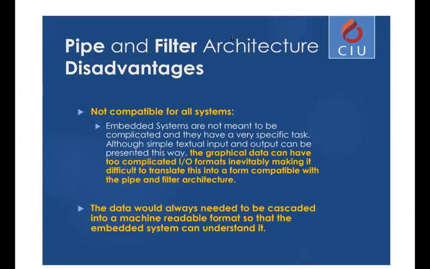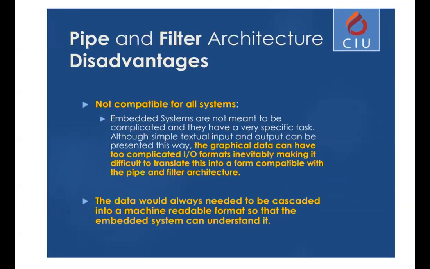There are, however, some disadvantages, as in all architectures we mentioned in this course. Embedded systems, first of all, are not meant to be complicated. They have a very specific task. Although simple textual input and output can be presented this way, graphical data can be too complicated for IO formats, inevitably making it difficult to translate this into a form compatible with pipe and filter architecture.